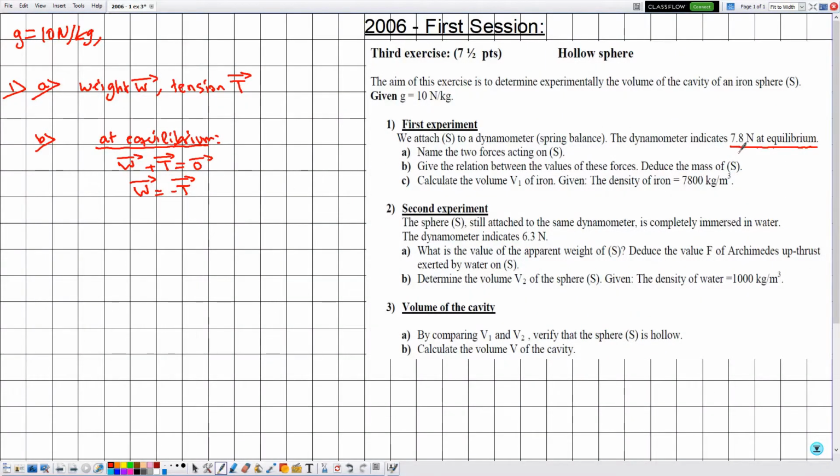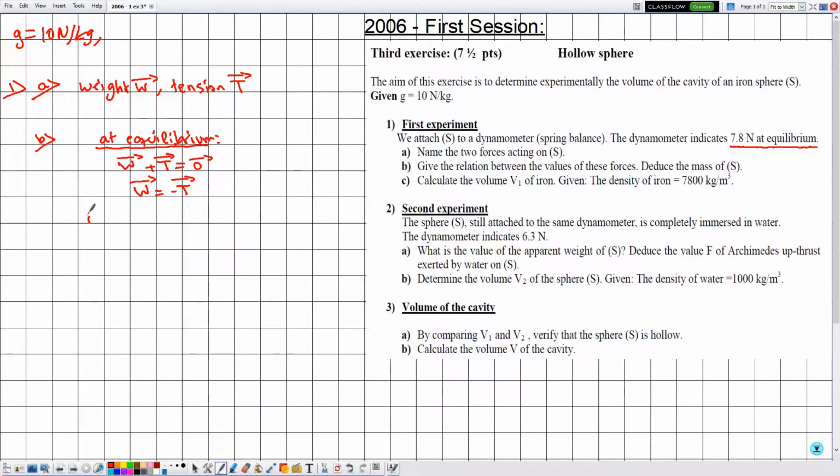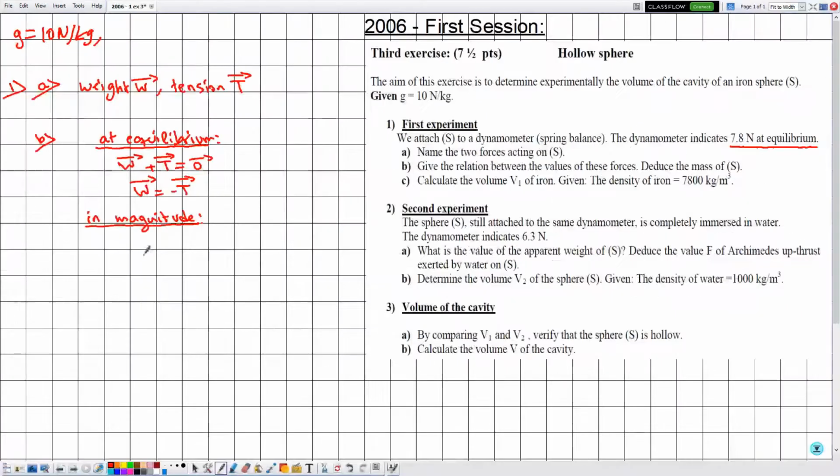Now notice that we didn't answer the question yet. They are asking me about the relation between the values, so we are interested in the magnitudes. Then let's write in magnitude. Now, how do I extract the magnitude relation from the vector relation? Simply we drop the vectors and remove the minus sign. So the weight is equal to the tension. So this is the relation that we are asked about.